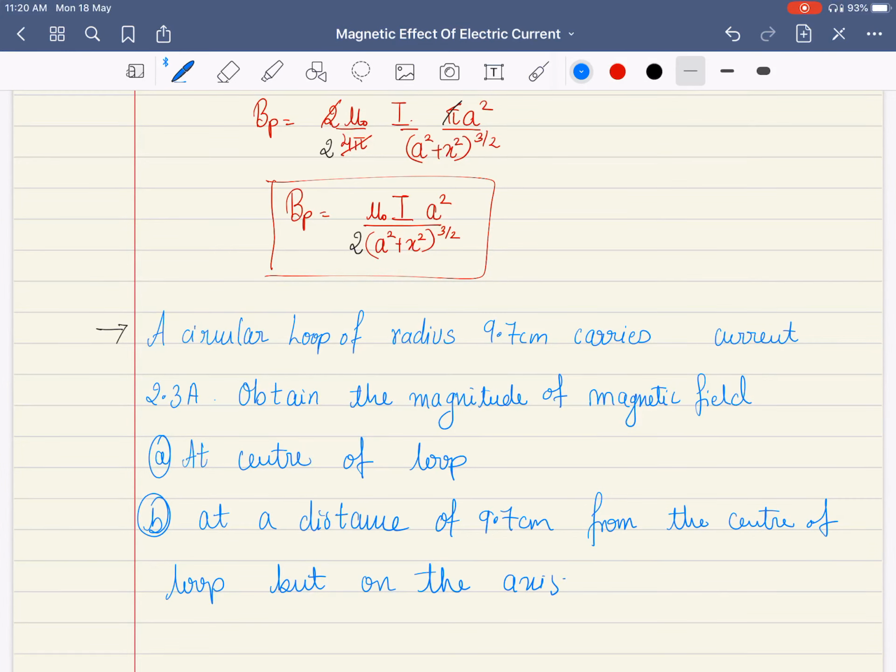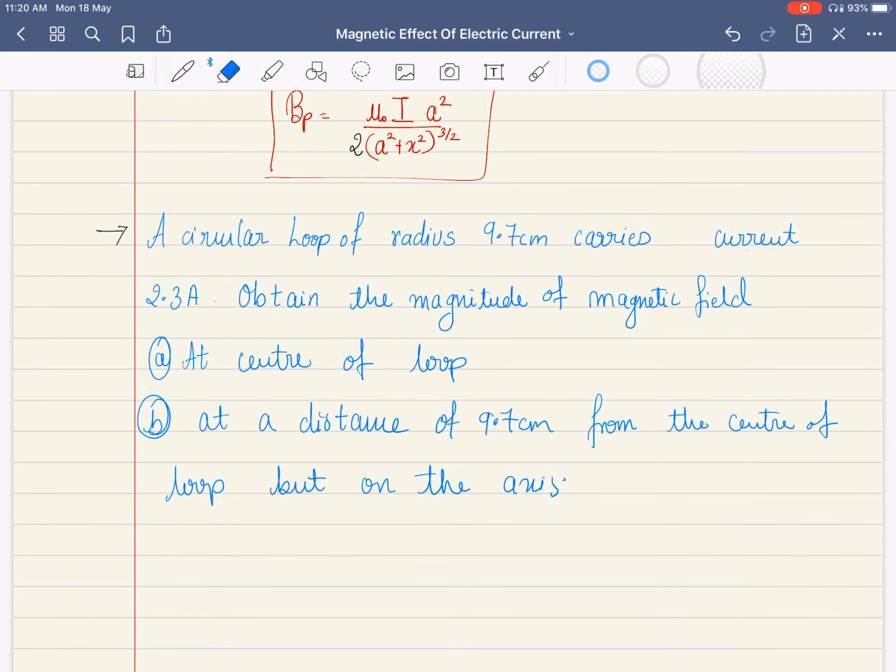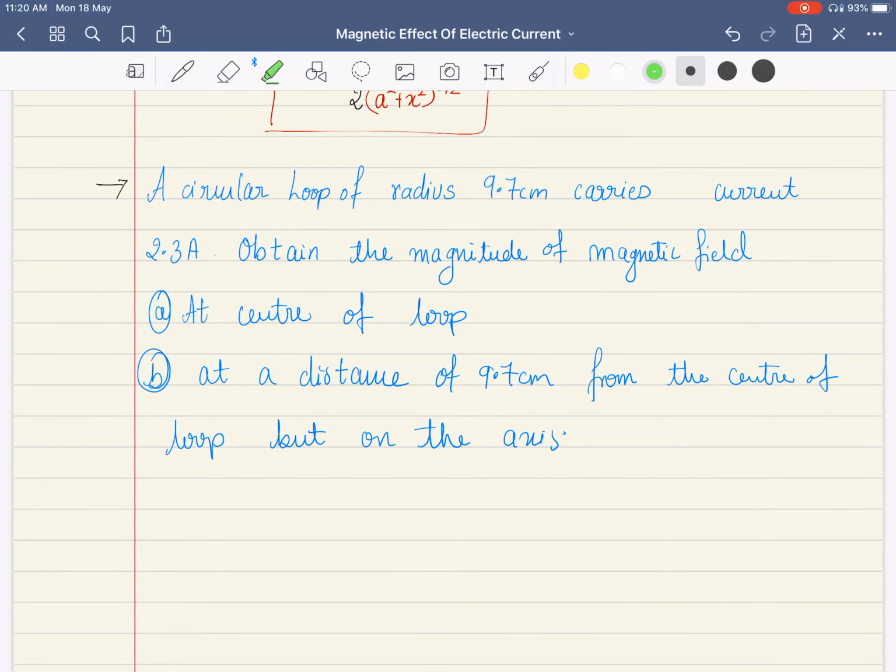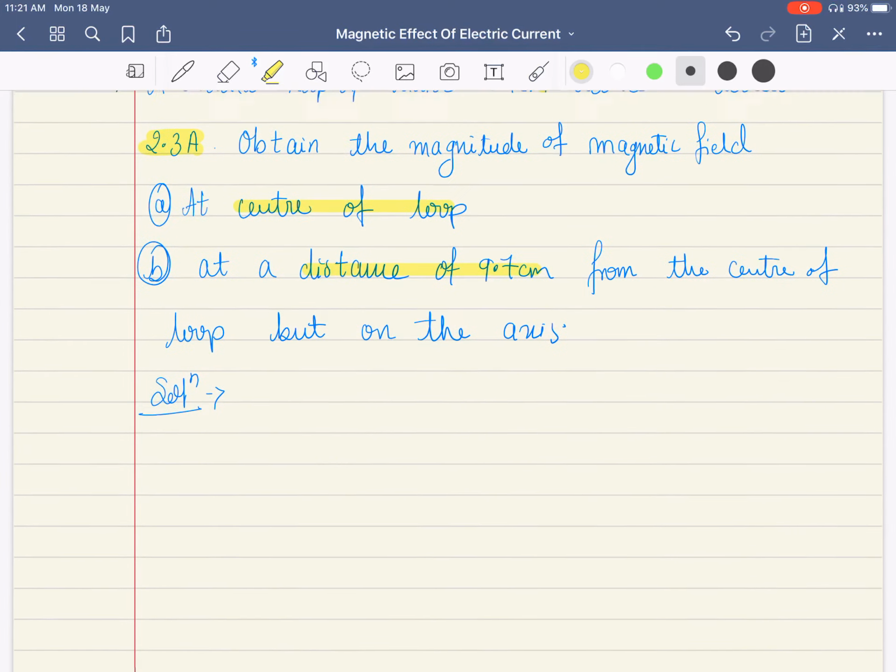Okay, so just read the question and know what is the data given to you. So if you check over here, you have a loop of radius 9.7 centimeter carrying a current 2.3 ampere. So you need to find the magnetic field at the center of the loop and also at a distance of 9.7 centimeter. So basically they are asking you the magnetic field at the center of the coil, as well as the magnetic field at a distance of 9.7 centimeter.